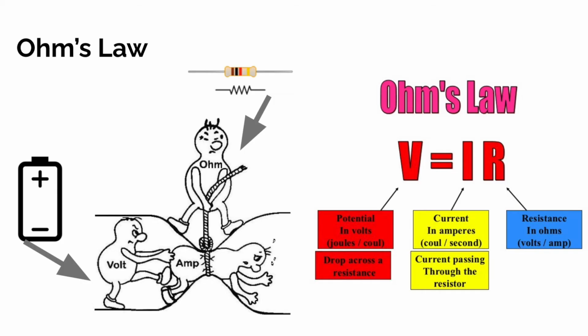Finally, we discussed one of the most fundamental laws in electrical engineering, which is Ohm's law. Ohm's law says that the voltage is equal to the current times the resistance, and we saw how each of these components are related to the circuit and what each of these components do in the circuit.